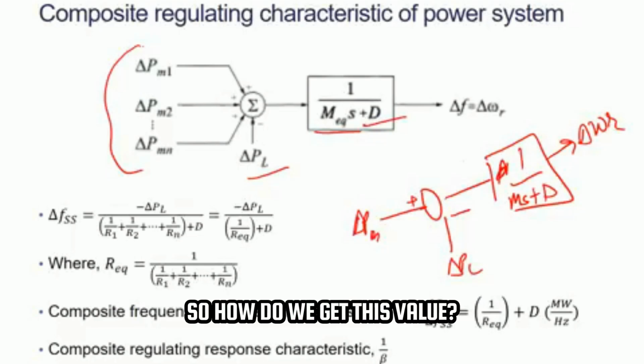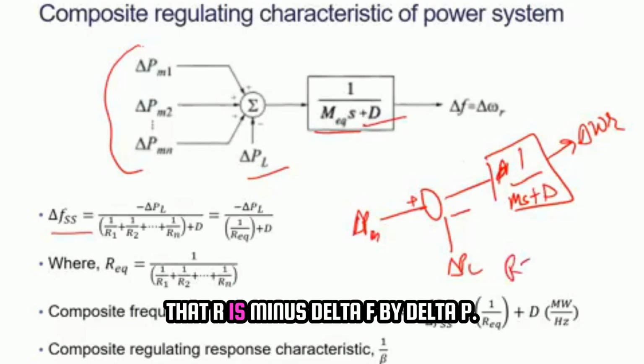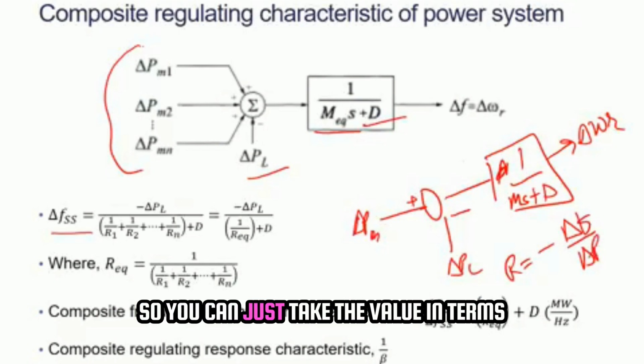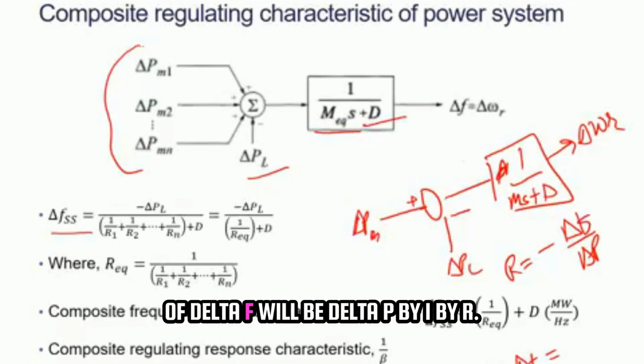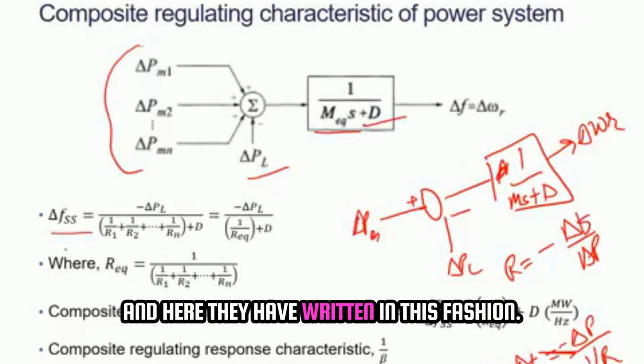So how do we get this value? You can see here the change in frequency. We were always discussing that R is minus delta F by delta P. So you can write delta F in terms of delta P as delta P by 1 by R. You can write it this way, and here they have written it in this fashion.